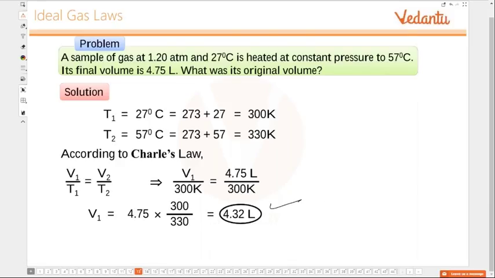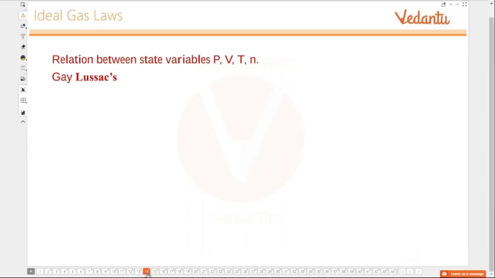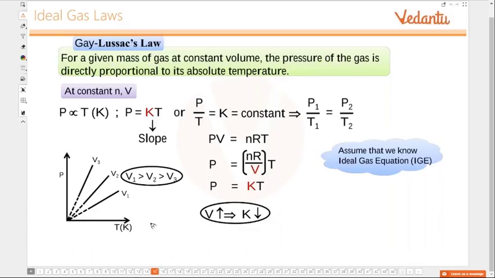Let us move on to the next law, Gay-Lussac's law. Gay-Lussac's law is just like Charles' law. Charles' law is the relationship between V and T, and Gay-Lussac's law will be the relationship between P and T. That is the only difference. Otherwise, everything else is the same.